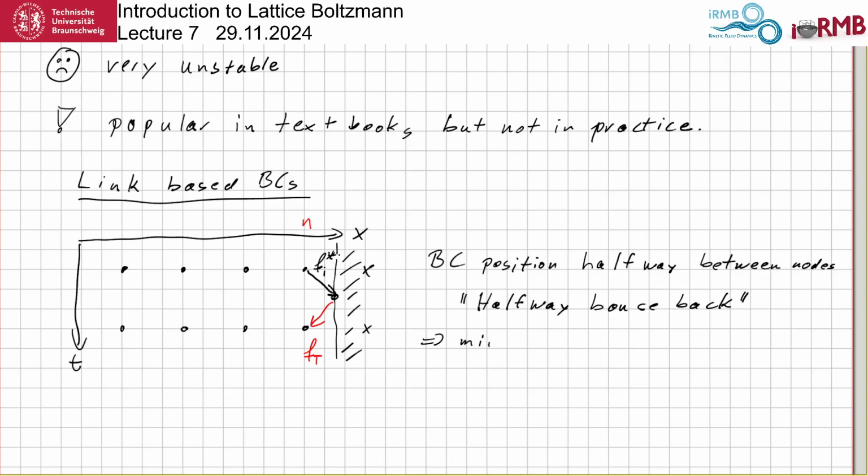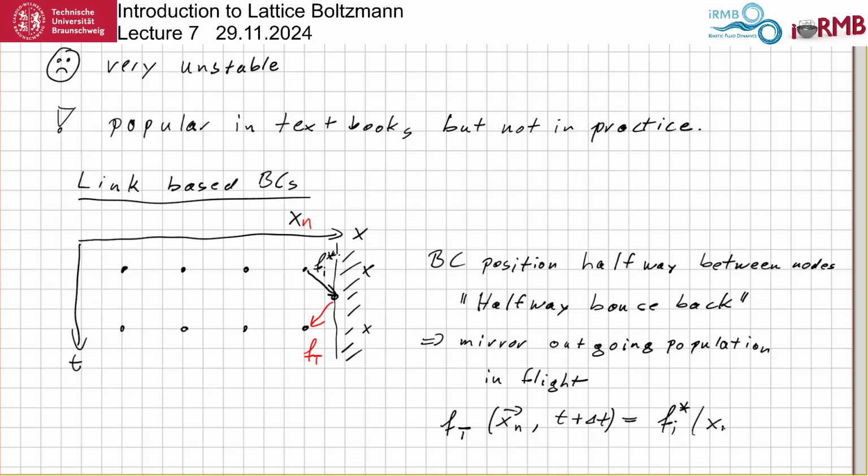So halfway bounce back works by mirroring the outgoing population in flight. Meaning f_i, the one that's coming in at the position x_n, the position next to the boundary. So the node is not on the boundary. x_n, the neighbor of the boundary, at the next time step receives the post-collision state from itself at the previous time step.